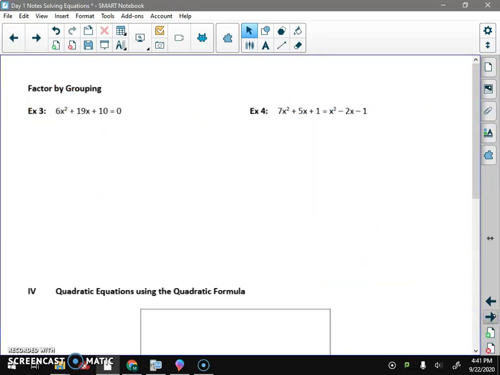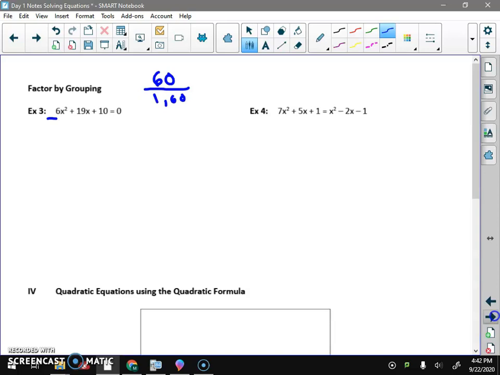Factor by grouping. I know a lot of us are intimidated by this leading coefficient other than 1. Here's a strategy. You can take 6 and 10. 6 times 10 is 60. Just bear with me. Factors of 60: 1 and 60, 2 and 30, 3 and 20, 4 and 15, 5 and 12, 6 and 10. Man, there's a lot of them. Now, which pair am I going to decide on? The pair that gives me the middle term.